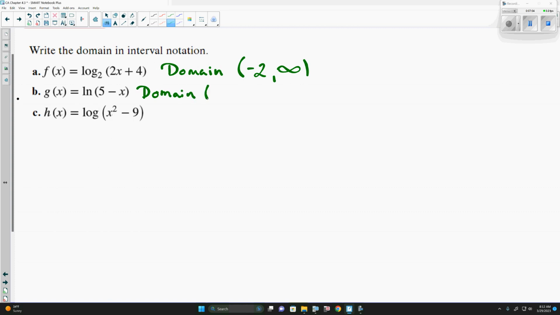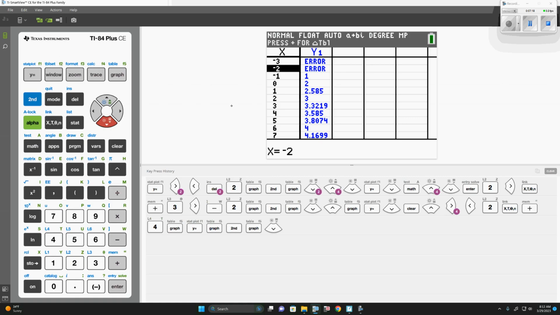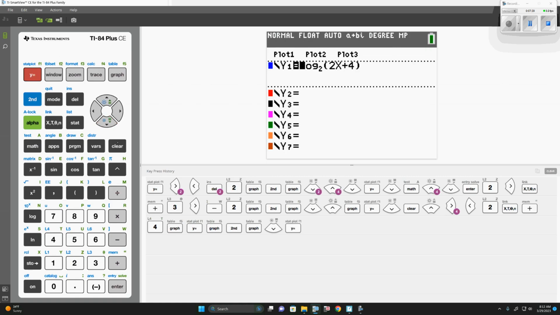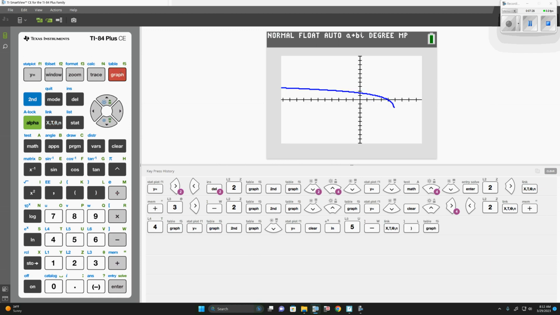And we could say the range, but the range for this here is still going to be all real numbers. Any questions on the first one before we look at the next one? ln of 5 minus x, graph.